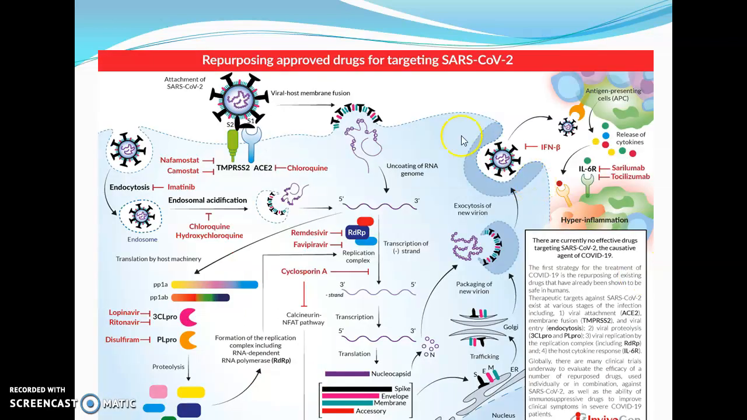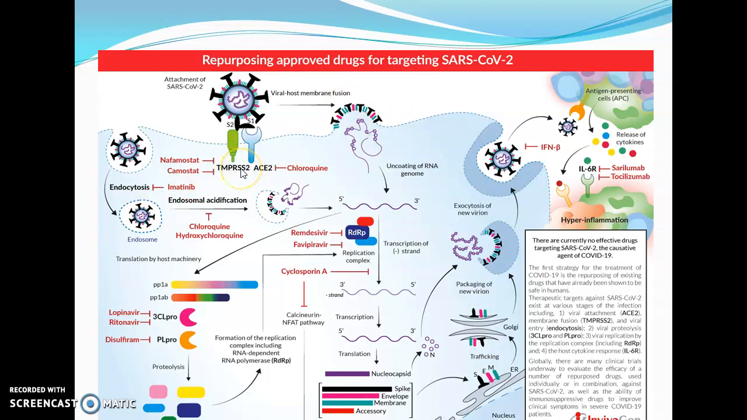In COVID-19, this is a summarized picture where I am going to tell you about the drugs which are repurposed for targeting SARS-CoV-2. So this is SARS-CoV-2. As I told you, the spike protein helps in the entry of this virus inside the host cells. If you see this picture, there is TMPRSS2, the transmembrane protease serine 2. This is a host protease.